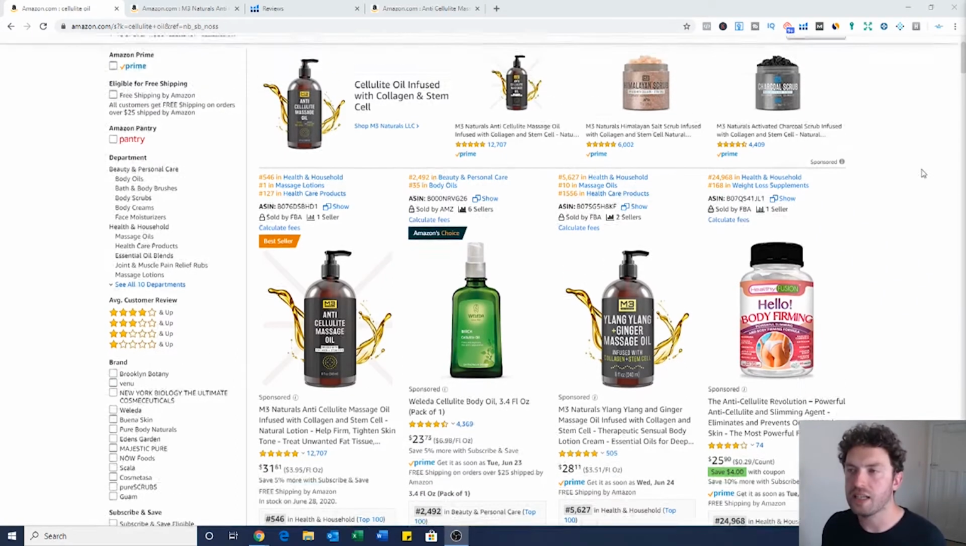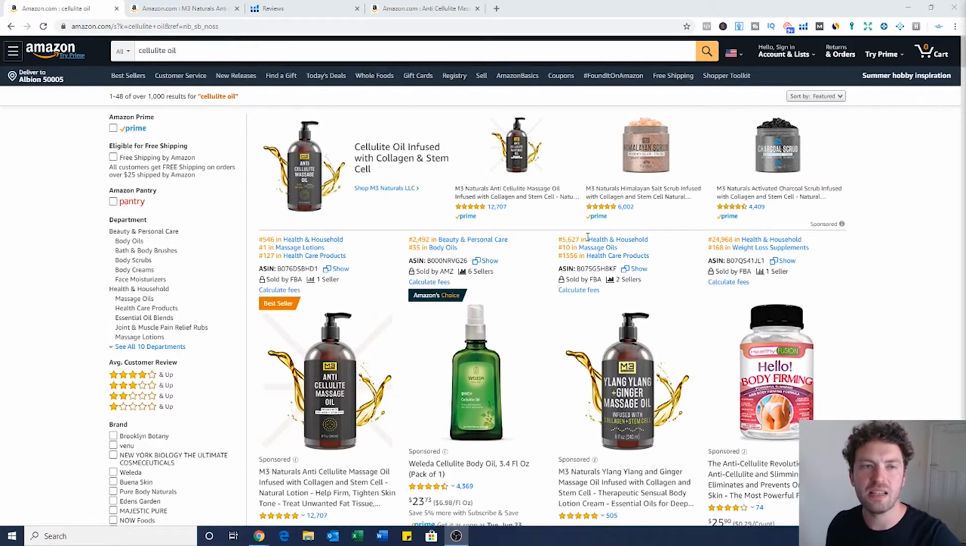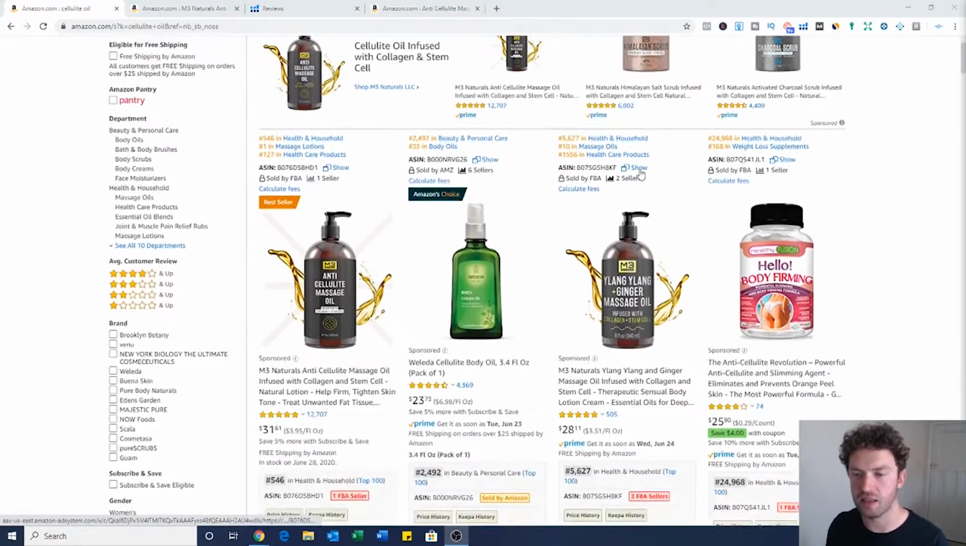Now, the product example we're looking at today is cellulite oil. So we're using the US Amazon Marketplace, but you can do this on any Amazon Marketplace, and we do, and it's how we make our products better than the competition's. Okay, so you're going to learn some really, really exciting things today.